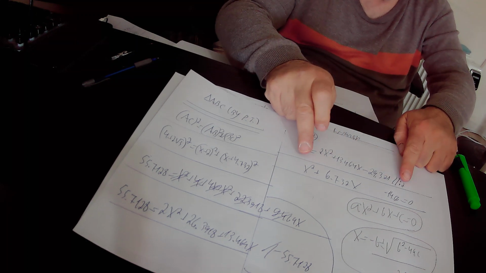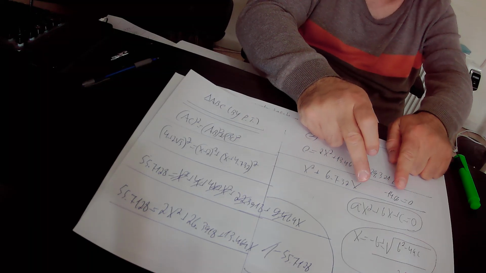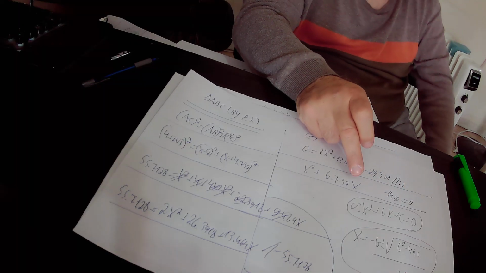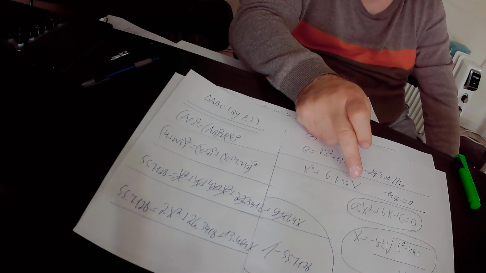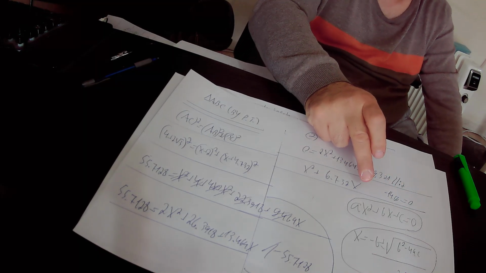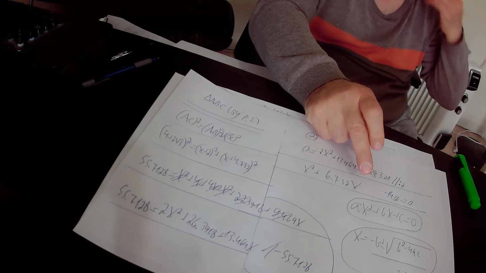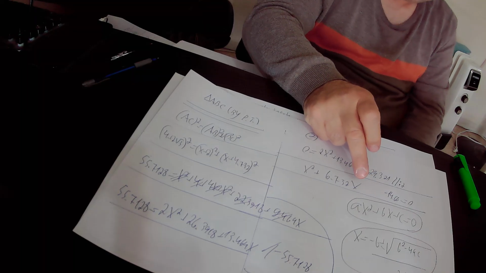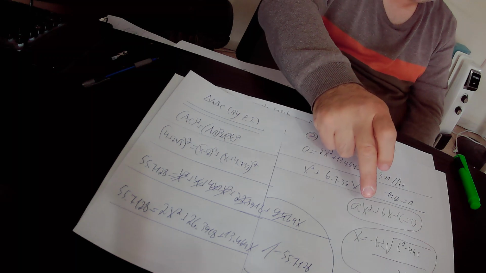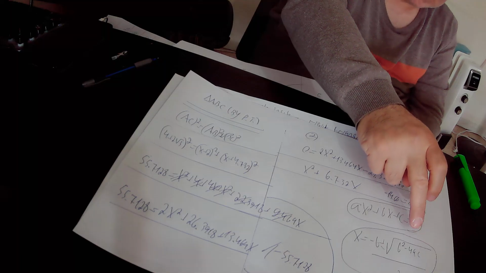So this is a quadratic equation, and the general formula for a quadratic equation is ax² plus bx plus c equals 0. In this general formula, a, b, and c are the coefficients of the quadratic equation, and x is the variable that we are looking for. And we find the value of x according to the following formula: x equals minus b plus or minus the square root of b squared minus 4ac, over 2a.